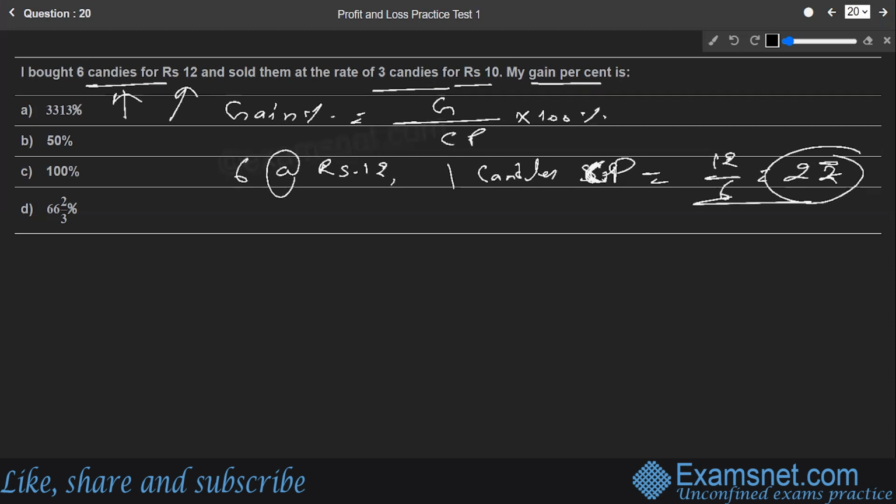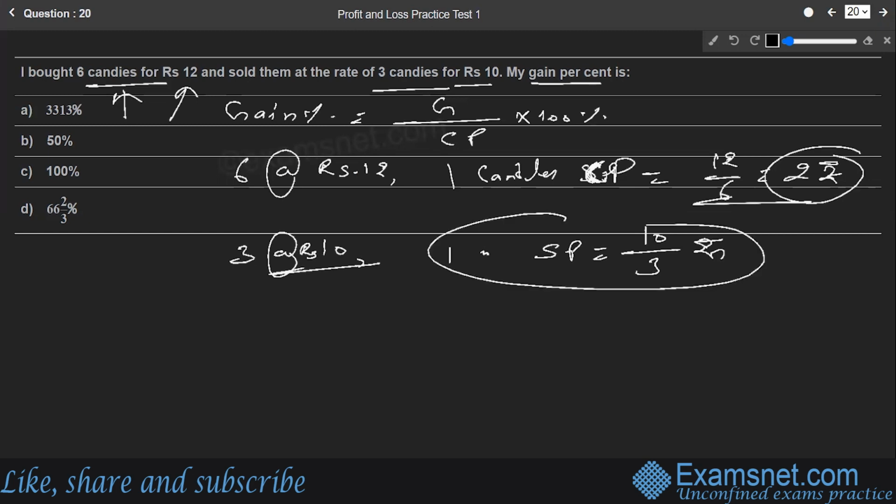Let us find out one candle's selling price. Okay, the candles have been sold at 3 for rupees 10. So one candle's selling price is, 3 have been sold for rupees 10, that is 10 by 3 rupees. So the one candle selling price is 10 by 3 rupees. One candle's cost price is 2 rupees.